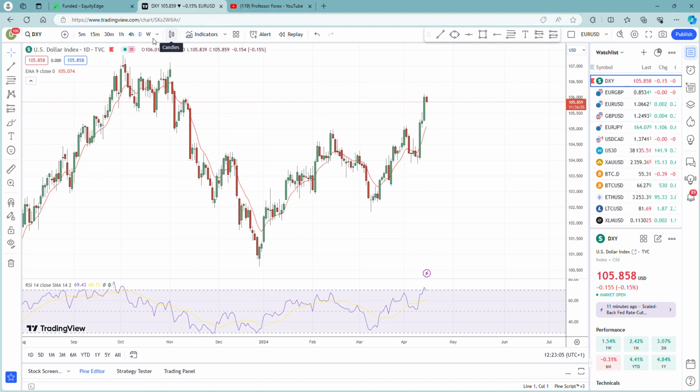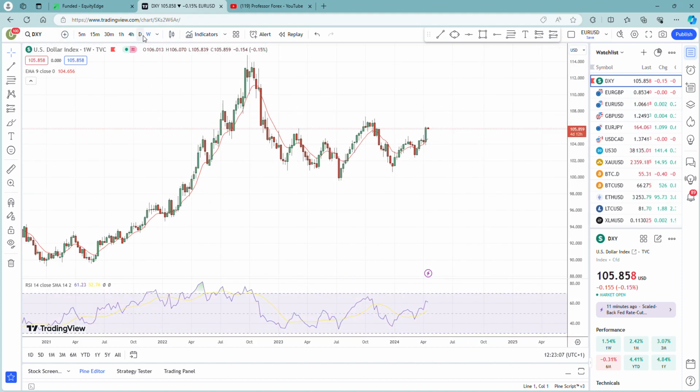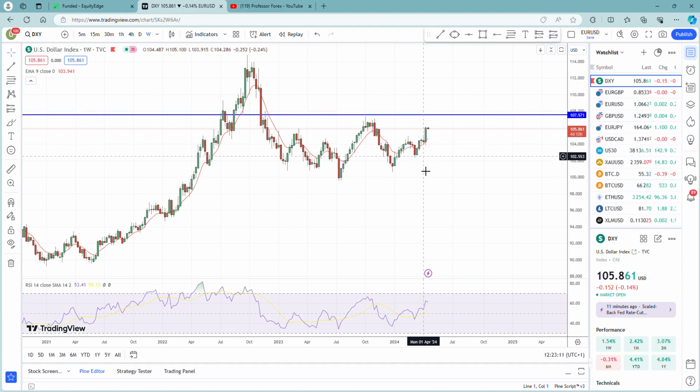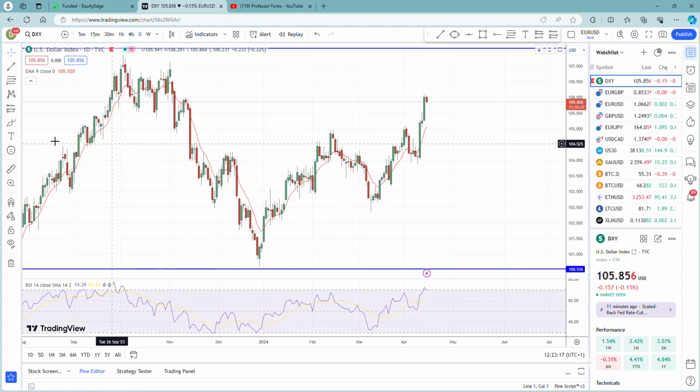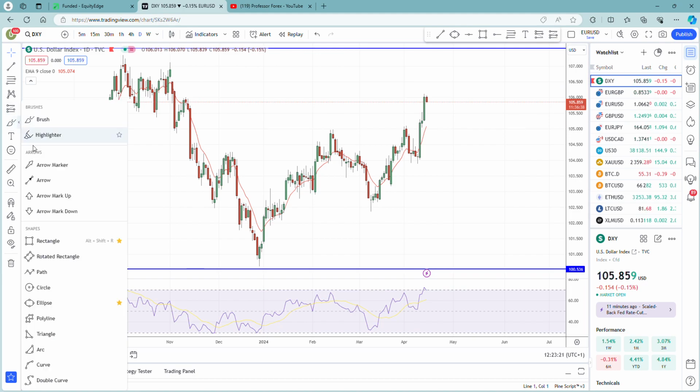If you start on the weekly time frame, each candle represents a week. We just need a support and a resistance, so we know price will be traveling between these two levels. You then go into the daily, and again you want to trap the price between two levels, so you have a support and a resistance.